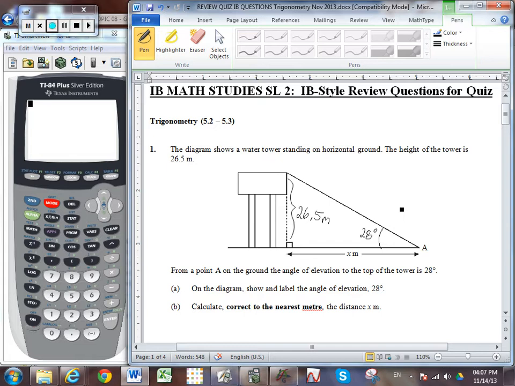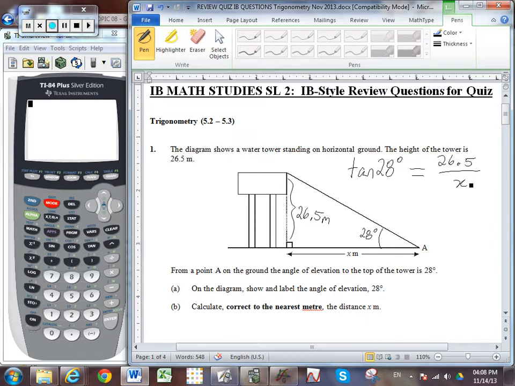Part B, calculate, correct to the nearest meter, the distance x. Alright, I can see that x is the adjacent side and 26.5 is the opposite side relative to the angle that I've been given. Opposite over adjacent in SOHCAHTOA, because it's a right triangle, comes from the tangent ratio. So the tangent of the angle, remember the angle always goes with the sine, cosine, or tangent. Tangent of 28 degrees equals opposite over adjacent, which is x.